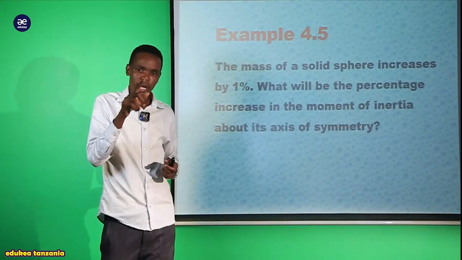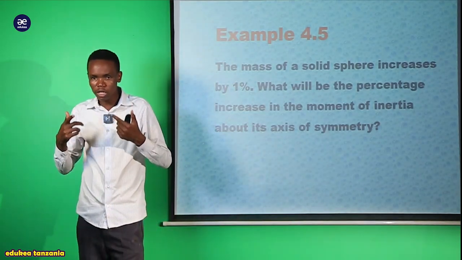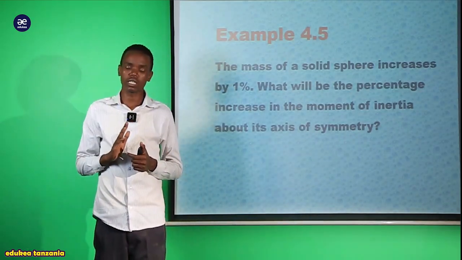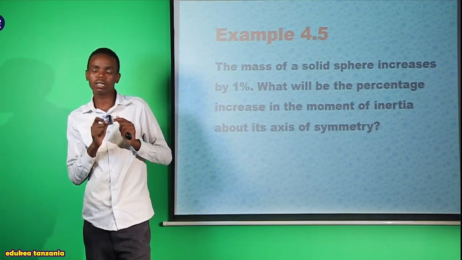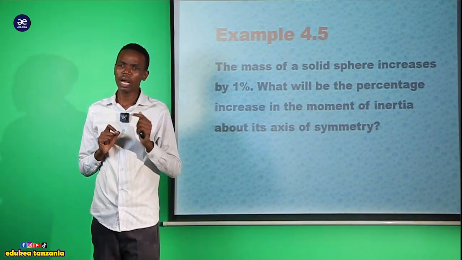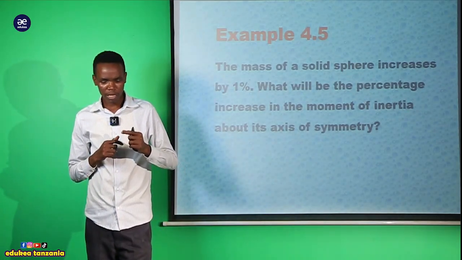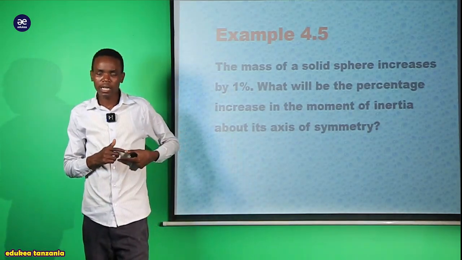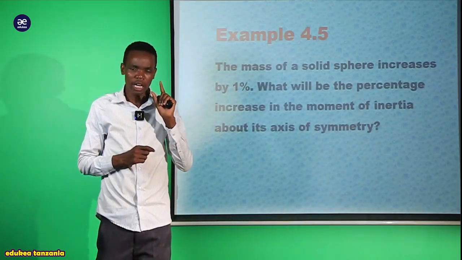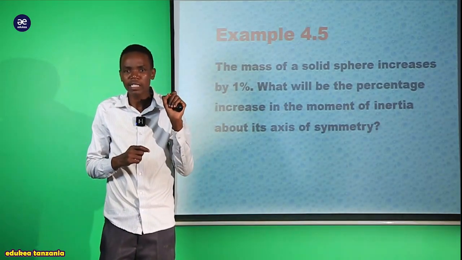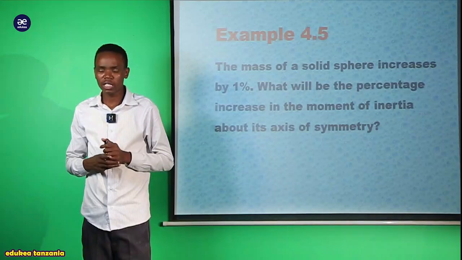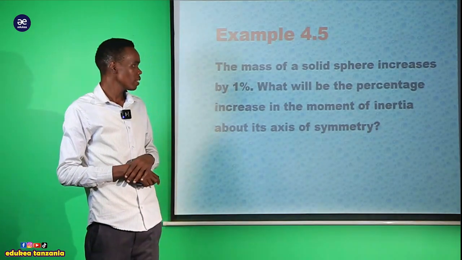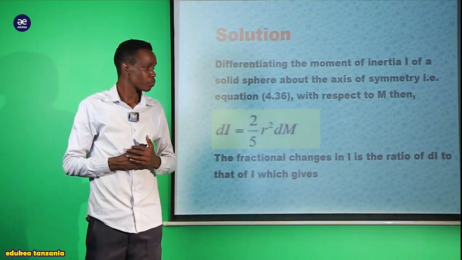Now we assume we have a solid sphere rotating about an axis through its center, and its mass is increased by 1%. After increasing it by 1%, by what percentage should the moment of inertia increase when the mass is increased by 1%? This is what we are supposed to find from our equation here. So my lovely student, what are we supposed to do?